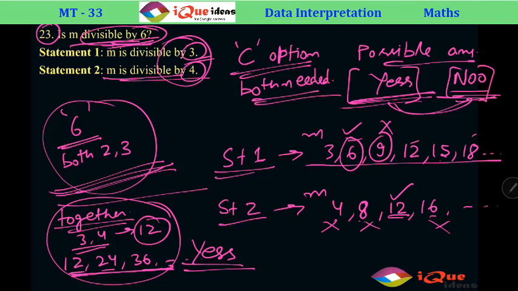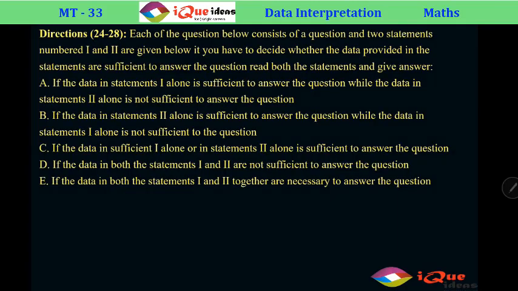Okay, now let's take up the next one. Now this is the next set of questions. Be careful here, there's a slight change in the definition. Option A is not changed, it is the same: statement 1 alone is sufficient, statement 2 is not sufficient. Option B is still the same as it was earlier, that is statement 2 alone is sufficient, statement 1 is not sufficient.